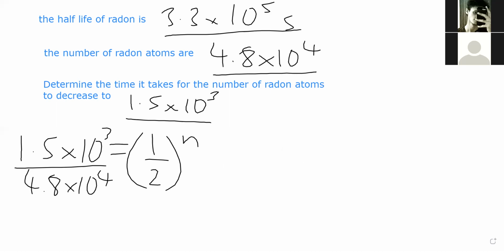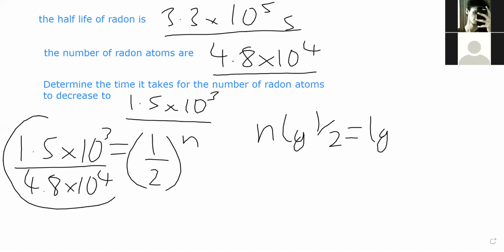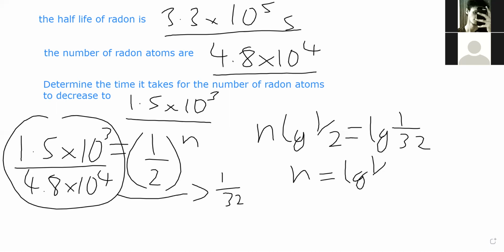Now using log, we'll find the value of n. That is n log half equals log 1/32. So n equals log 1/32 upon log half. So n is equal to 5. Now what we had to find was the time taken, not the number of half-lives. Number of half-lives is 5, so we use this number to find the time taken.